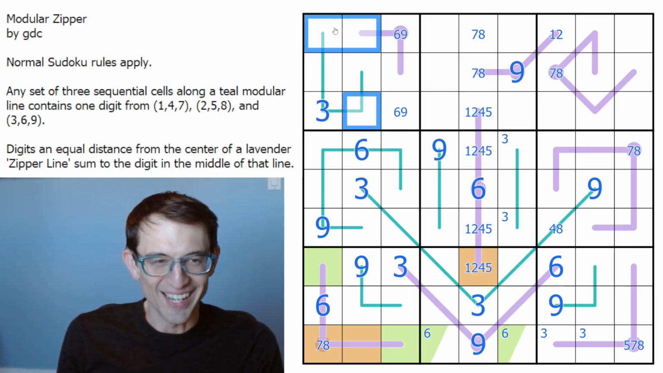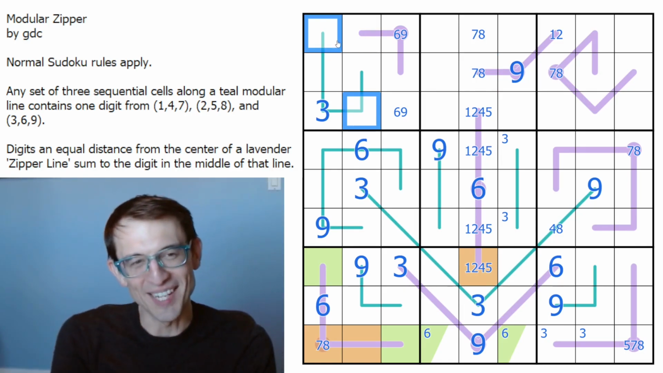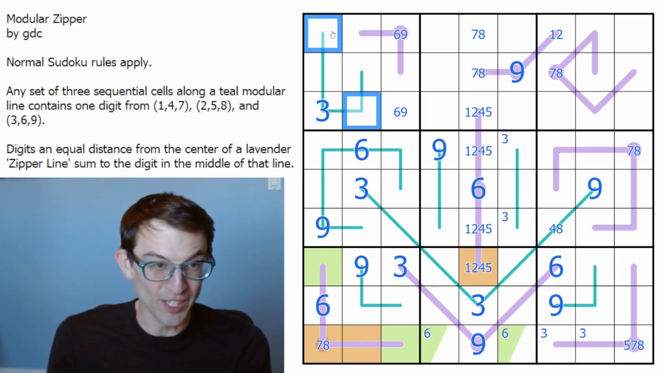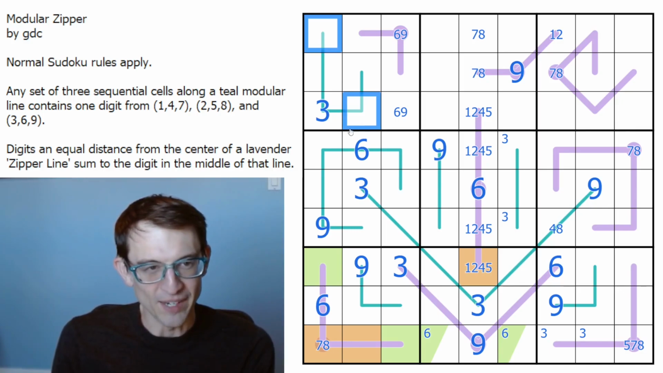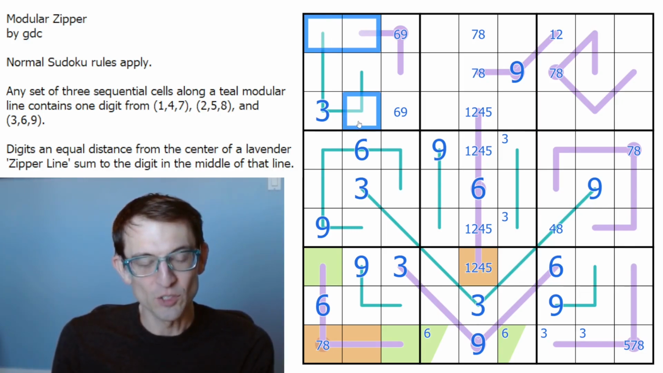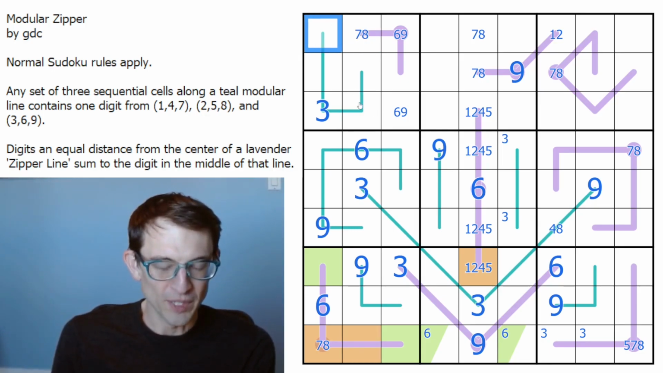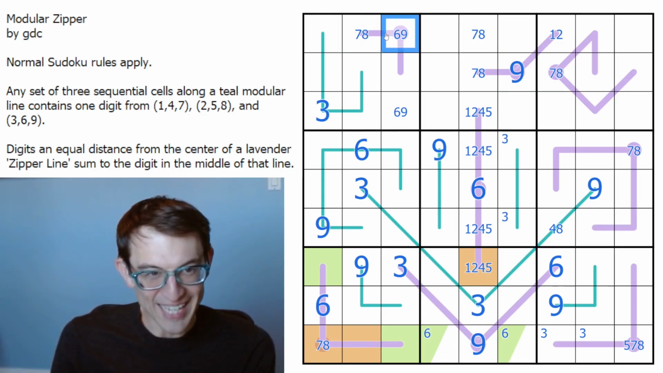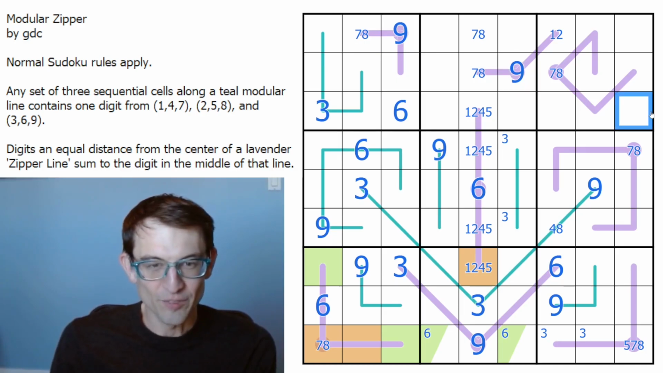Which means 7 and 8 are in those 3 cells. But this can't be a 7, 8 pair. Holy cow. This can't be a 7, 8 pair. Why not? Because they're the same modularity, because they're 3 away in a modular line. So between these 3 cells, 2 of them have to be 7 or 8. It's not these 2. So this has to be 7 or 8, with the other one being one of those 2. So now I get a 7, 8 pair this way. More importantly, this 7, 8 means that's 9 and that's 6. And now I get 9 from here by Sudoku.